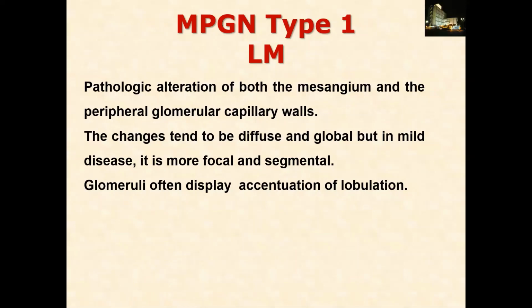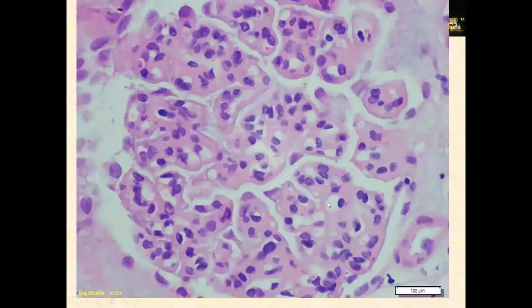Glomeruli often display accentuation of lobulation, as we can describe in this image. This is a glomerulus, and it shows accentuation of lobulation by means of segmentation. Like here, this is a segment, and this is another segment, and here another segment, and there are a lot, instead of one integrated capillary tuft as one segment. So here we have accentuation of lobulation. Also, we have mesangial expansion, highlighted in this pink color.